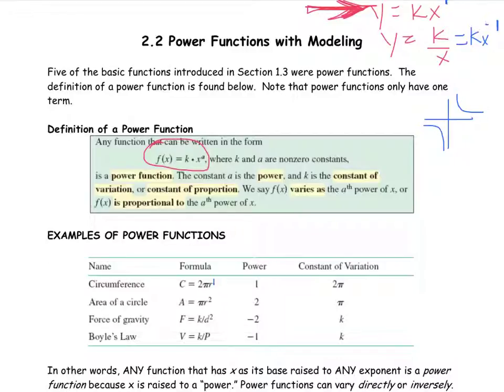All right, the next one is gravity. Force equals k divided by d squared. In this problem, your k is your constant of variation, and your power is the negative 2 power. Because if I rewrote this, force equals k times d to the negative 2 power, I can rewrite this function this way, so it has a negative exponent. And same thing with Boyle's law. Volume equals k times p to the negative 1 power. That's how they get the power as negative 1. Alright, so there are some examples.